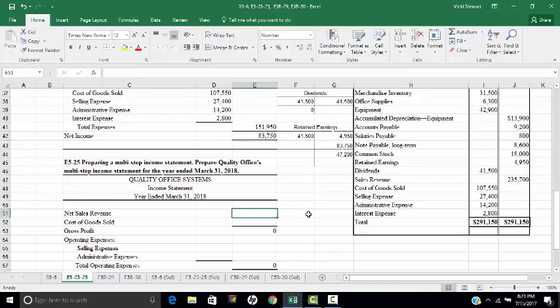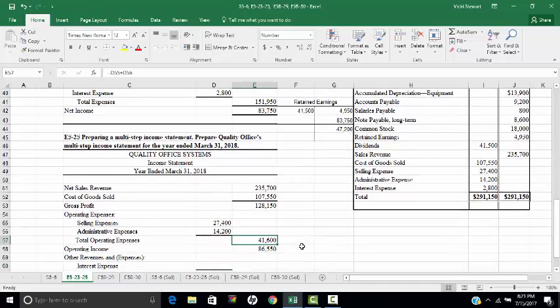So for multi-step, we again start out with sales revenue, but this time we're going to subtract just cost of goods sold. And that's going to give us gross profit of $128,150. And then we're going to list our selling expenses and our administrative expenses. Those are our operating expenses, so we get a total for operating expenses of $41,600.